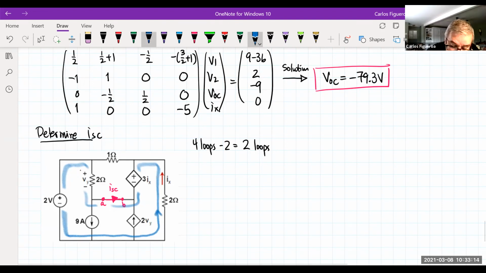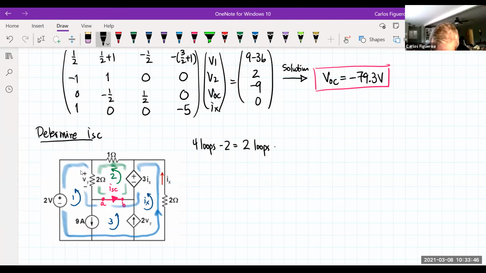So right away, I could see here that I'm going to pick IX to be here. And then if I pick the exact same thing as I did before, I think this was my choice before. And then I have this other loop right here. And I'm going to pick it, of course, the same direction. So therefore, I'm going to pick this guy to be I2 in that direction right there. So now those are my two loops here.